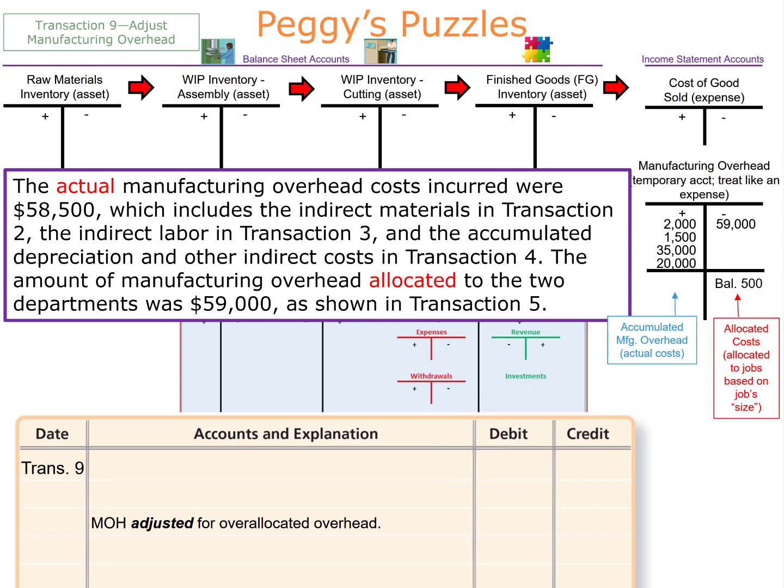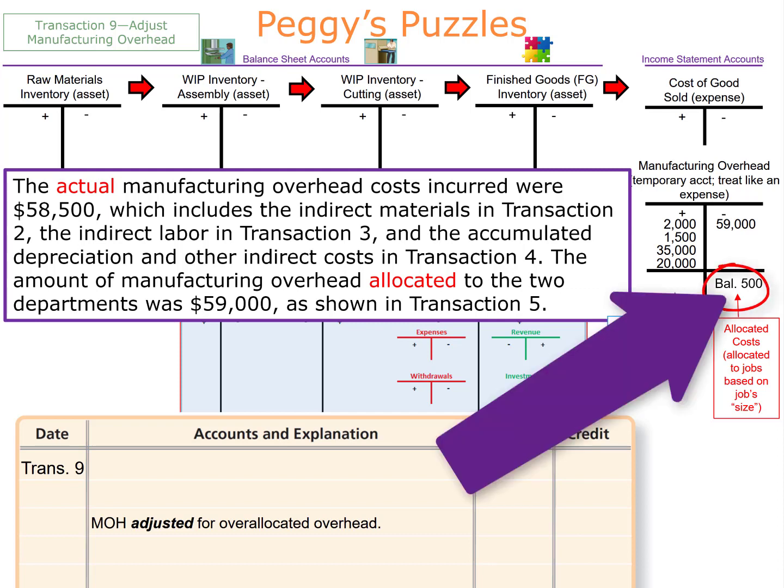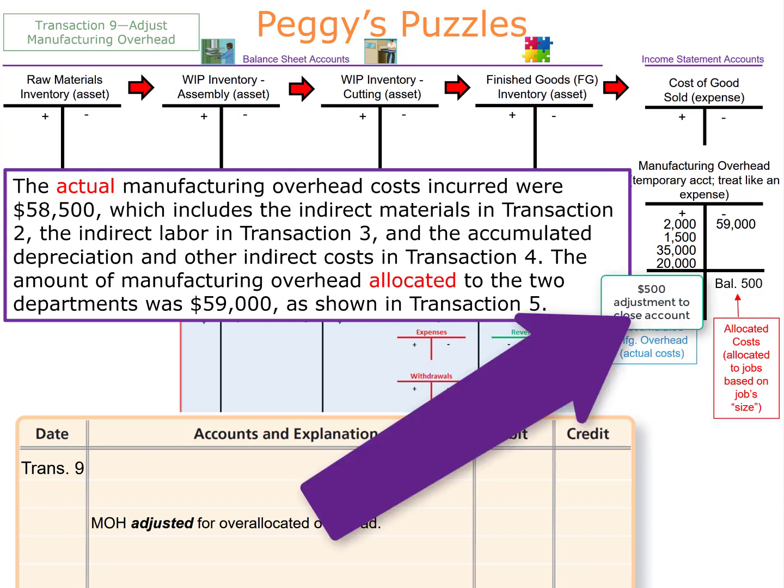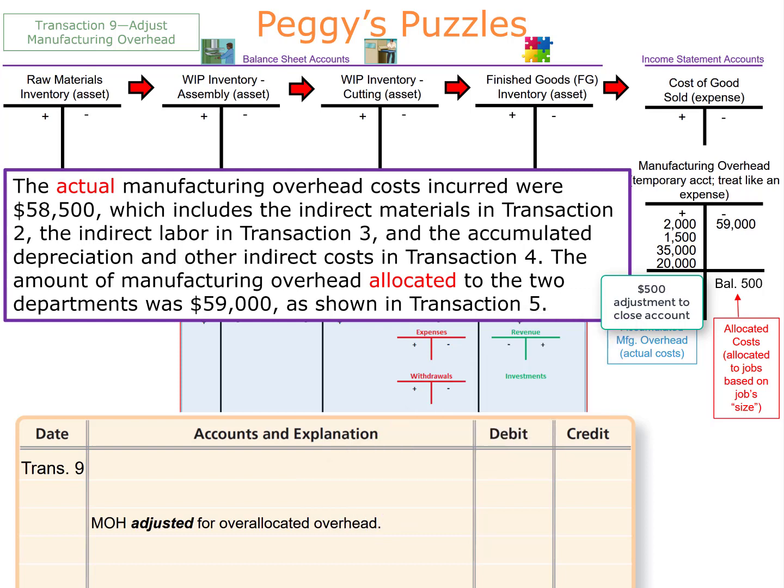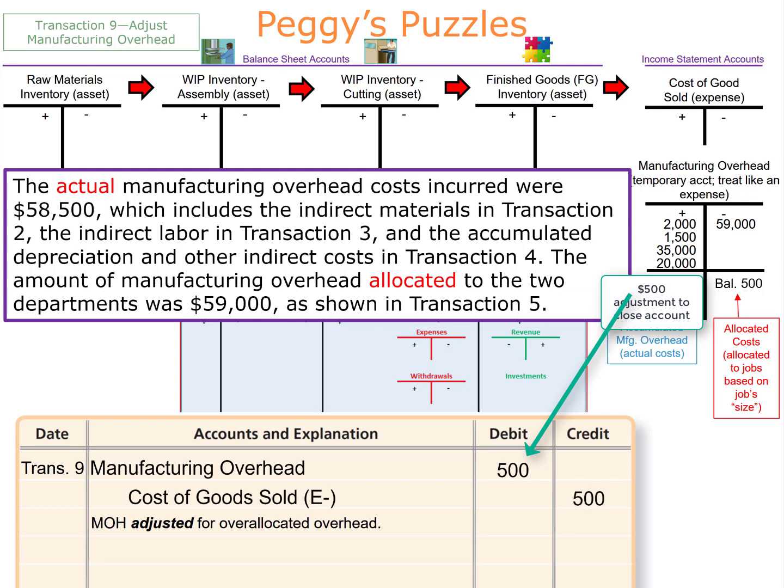So how do we close this account, which means it needs to have a zero balance? Remember, it currently has a $500 credit balance. Well, to close it, we need to debit the account $500. So in the journal entry, we debit manufacturing overhead $500 to close it, and then we credit cost of goods sold $500. This means we are lowering COGS by the over-allocated amount.